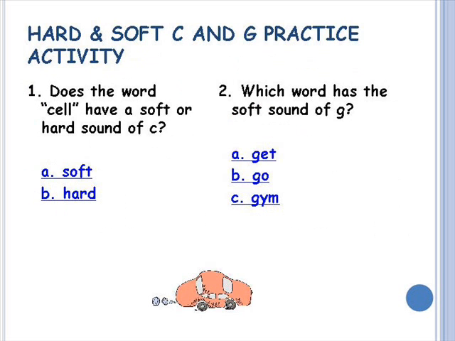Let's practice hard and soft C and G. Question 1. Does this word have a soft or hard sound of C? The word cell has the soft C sound. Question 2. Which word has the soft sound of G? The answer is C, gem.